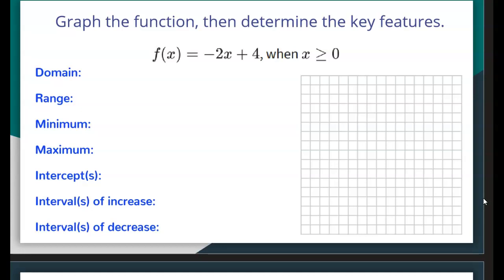All right, we've got one more here. Graph the function, then determine the key features. Pause the video, see if you can do this one on your own, and then we'll work it out.